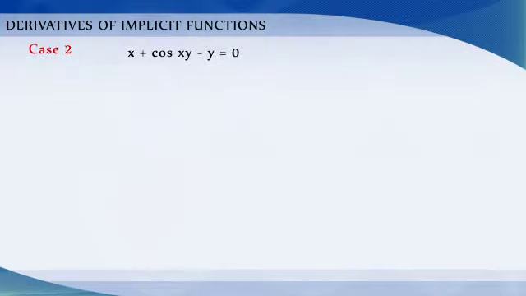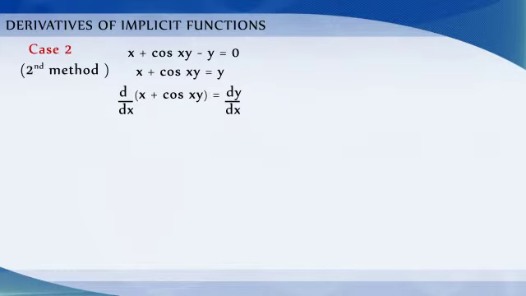Now for the second example, as it is an implicit function, that is, we are not able to solve for y, we have to find the differentiation only by the second method. Rearranging the terms, we get x plus cos xy is equal to y. Differentiating both the sides with respect to x, we get d by dx of x plus cos xy is equal to dy by dx.